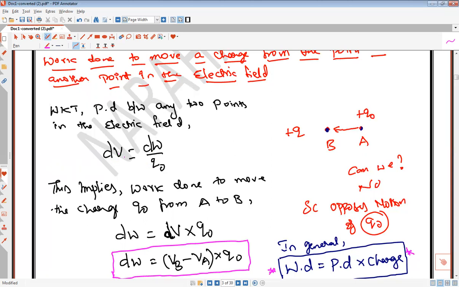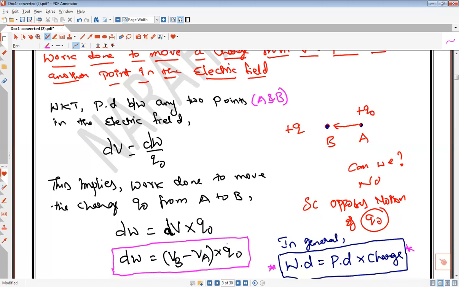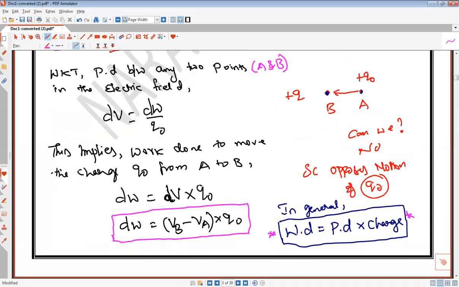dW is equal to dV into q naught. You know what is dV? dV is the potential difference between point A and point B, right? Here the two points are A and B. Potential difference between the points A and B can be written as dV is equal to dW by q naught. So dW is equal to dV into q naught, where dV is now VB minus VA. In general, work done is equal to potential difference into charge.